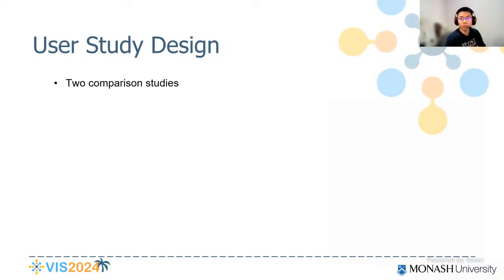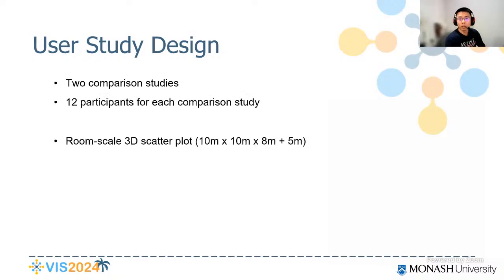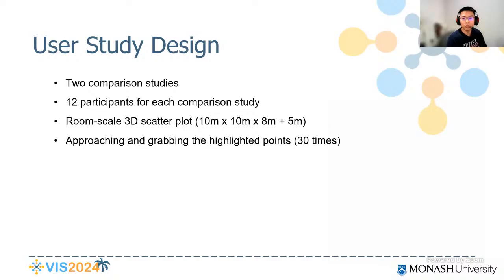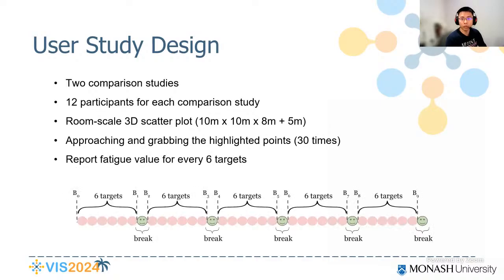We have designed two comparison studies, and each study involves 12 participants. We're creating a room-scale 3D scatter plot, approximately 10 meters by 10 meters by 8 meters in size, and the participants were standing at least 5 meters away from the nearest point. Participants are asked to approach and interact with 30 highlighted points, and the completion time and hand movement will be recorded for further analysis. After every 6 targets, they will have a short break and report their current fatigue score.